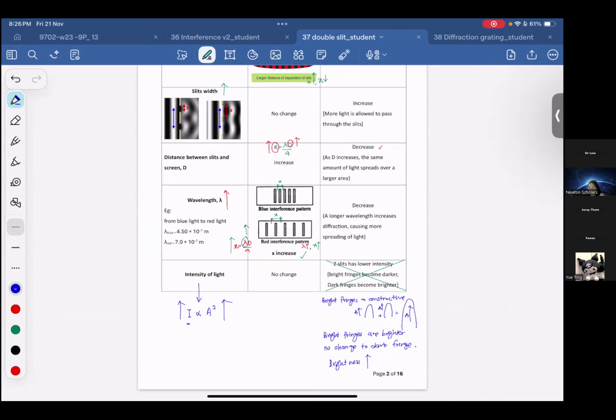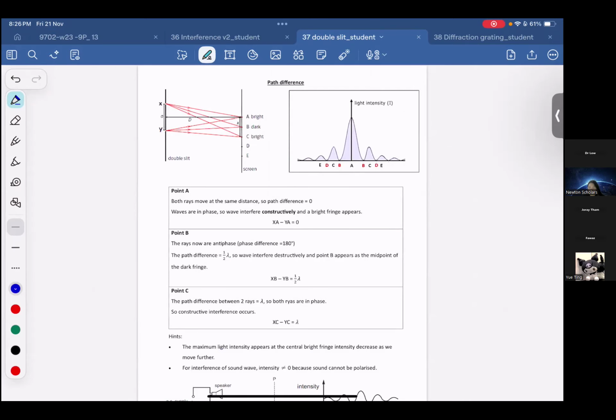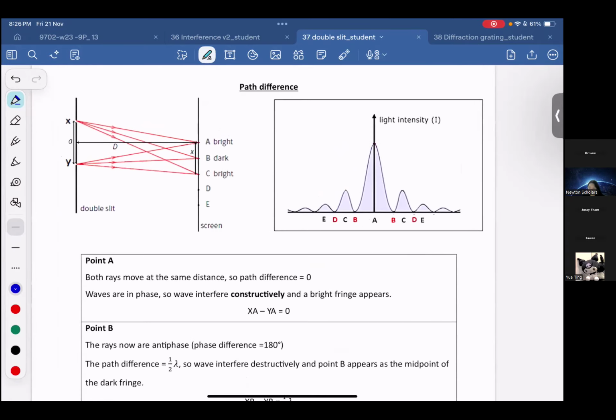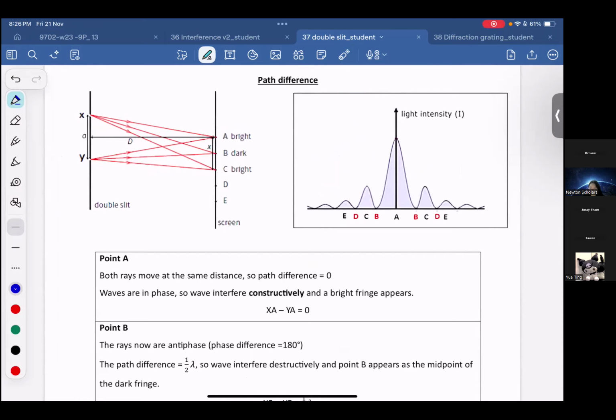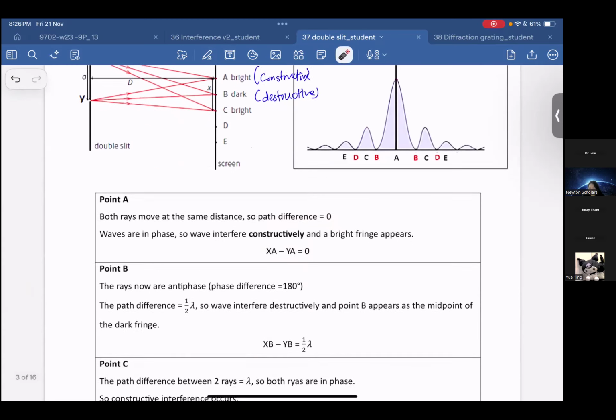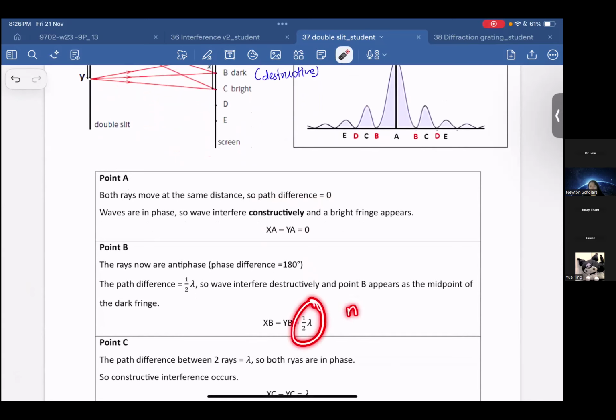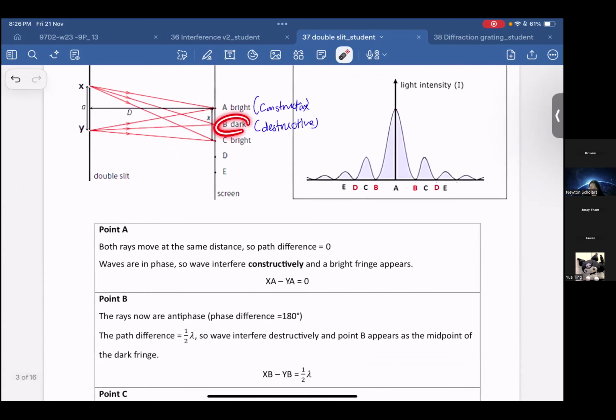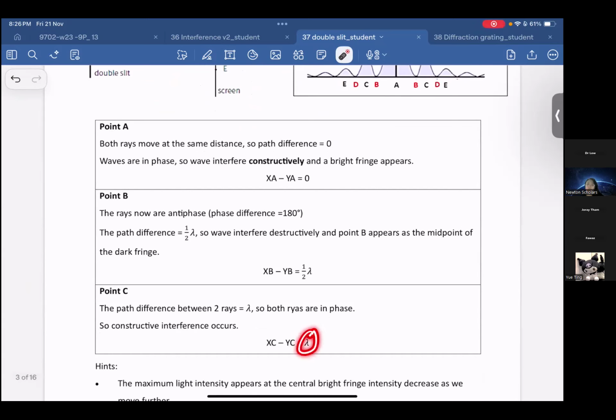Okay, then we come to page number 3. Combine with what we learned just now about path difference. Bright fringes are because of constructive interference, and dark fringes are because of destructive. This is telling you that at the first point the path difference is 0, so it's constructive. Point B is half wavelength, what we learned just now, so we get destructive at point B. Then point C is 1 wavelength, n wavelength, so this is constructive again.